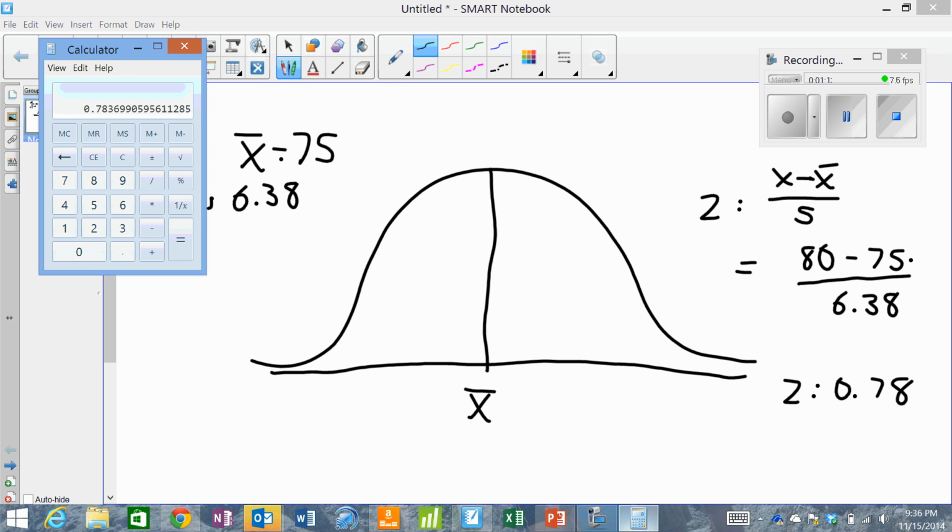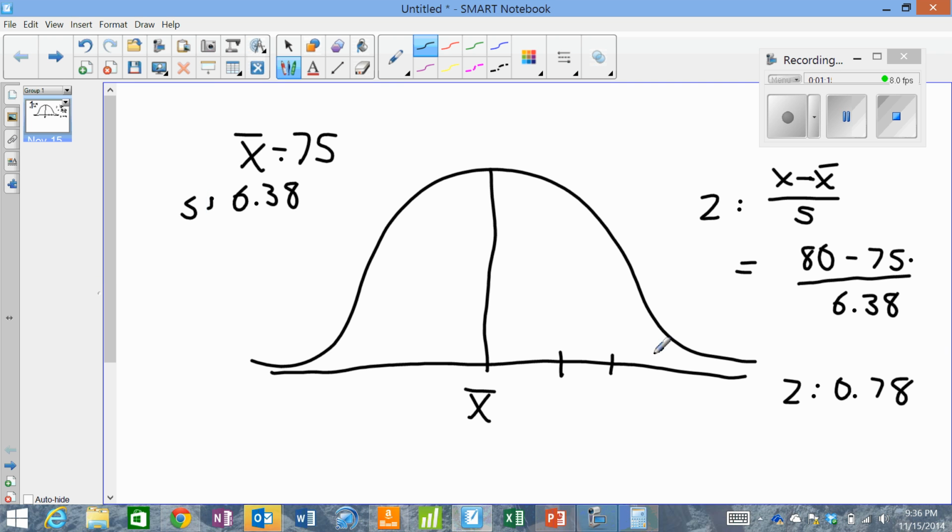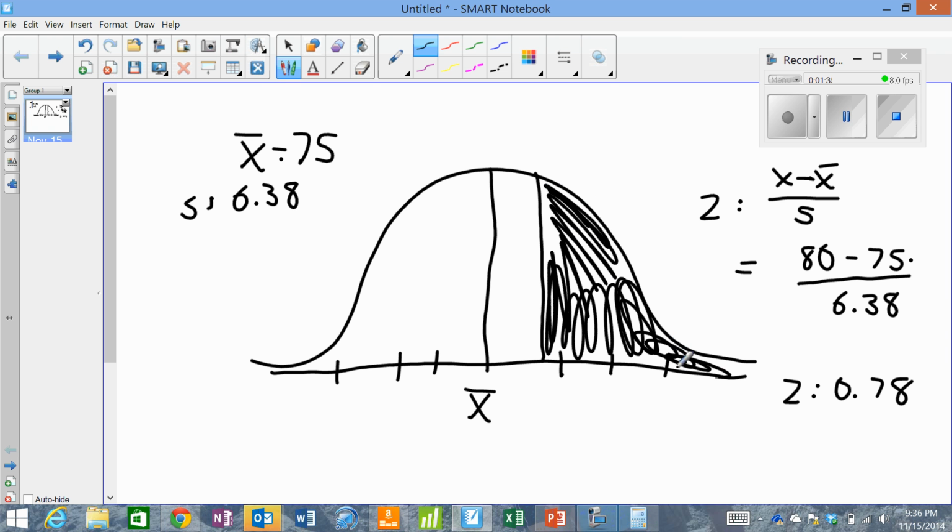And in the back of the book, you have a table. I'm just going to estimate if we draw out our 3 standard deviations, because most of our normal curves should be within approximately 3 standard deviations. So 0.78 is just shy of 1 standard deviation. And we're looking at the probability that it is greater than that, which is greater than 80. So this is where 80 would approximately lie, and we want to know the probability of it being greater than that.